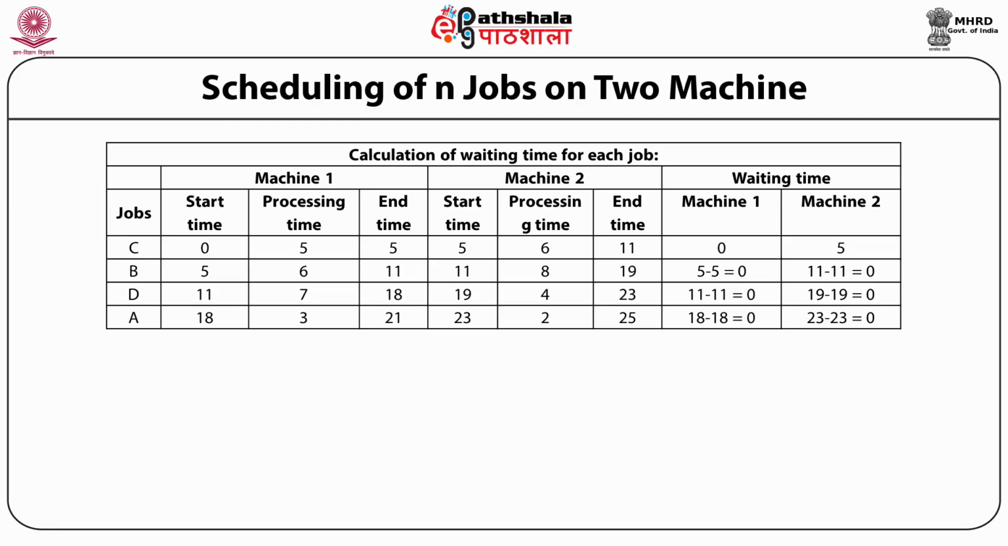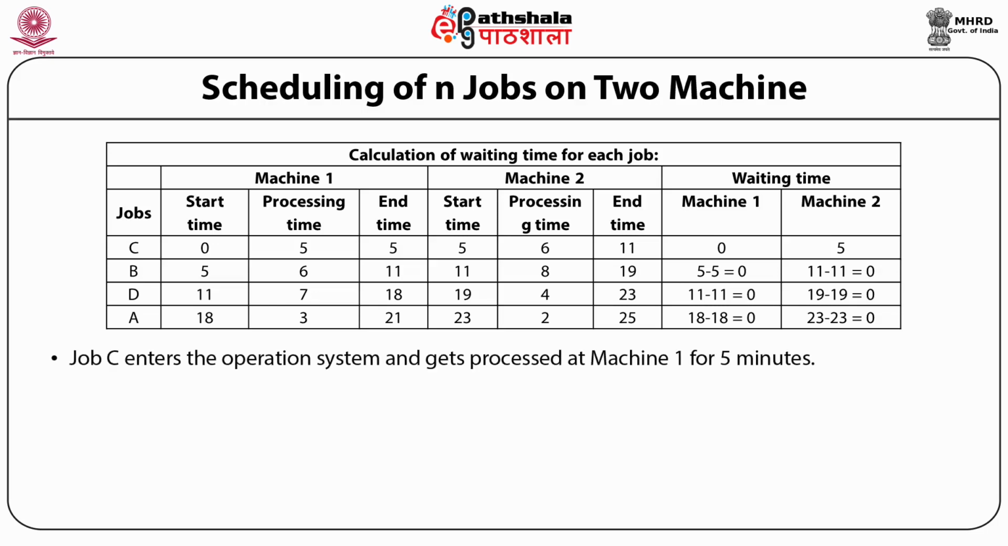Job D: start time 11, processing time 7, end time 18. Machine 2: start time 19, processing time 4, end time 23. So waiting time for machine 1 is 11 minus 11, 0, and machine 2 is 19 minus 19, 0. Machine 1, job A: start time 18, processing time 3, end time 21. Machine 2: start time 23, processing time 2, end time 25. Waiting time for machine 1 is 18 minus 18 equal to 0, machine 2 is 23 minus 23 equal to 0.